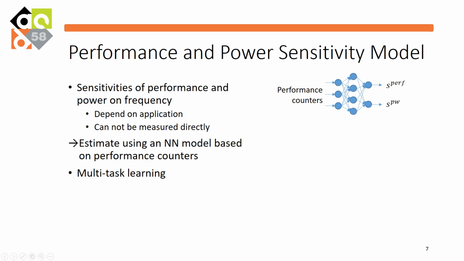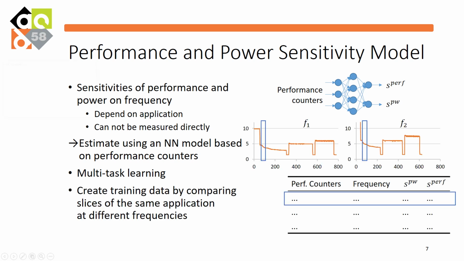To solve this problem, we design and train a neural network model that estimates the sensitivities of performance and power based on performance counter readings. The two metrics are not interchangeable, as we saw earlier, but they are still related. We exploit this by training not two independent models, but one joint model that estimates both. Besides improving the generalization, it also reduces the runtime overhead compared to two separate models.